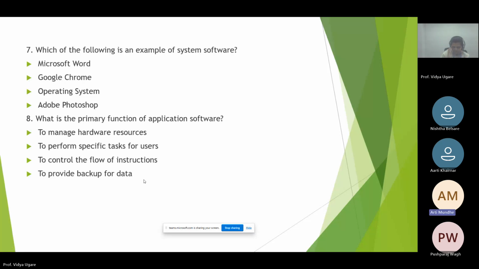To perform specific tasks for users. Correct. Because Word does something different than what Chrome does, and Chrome does something different than what Paint does. So definitely, to perform a specific task, we need application software.